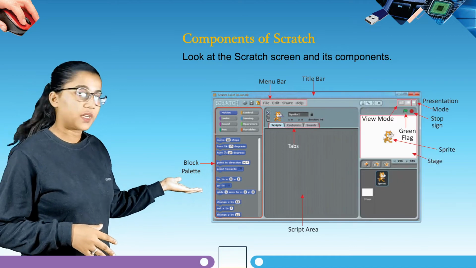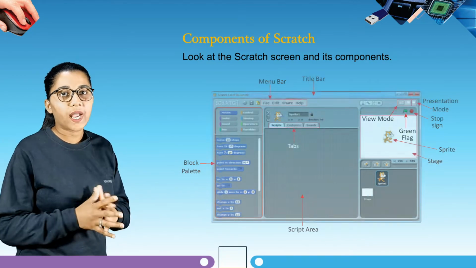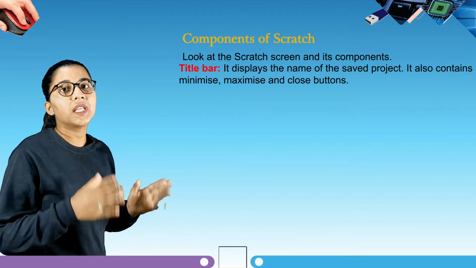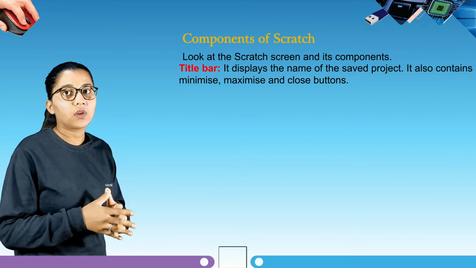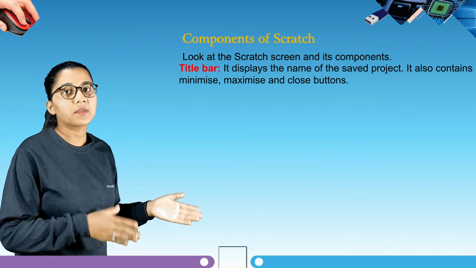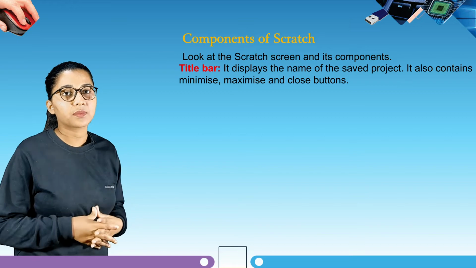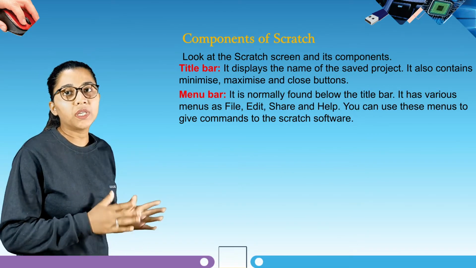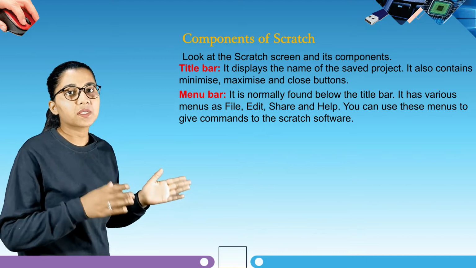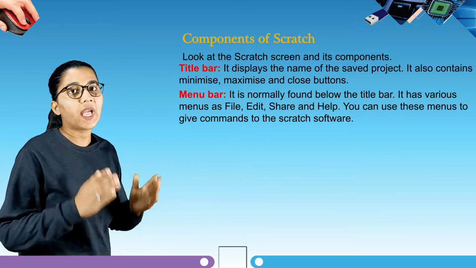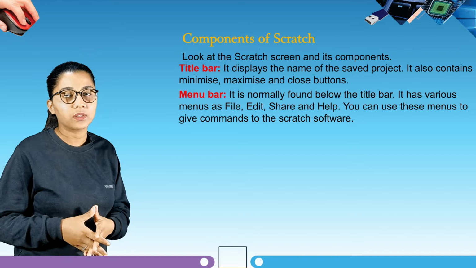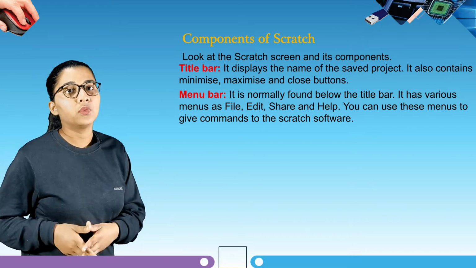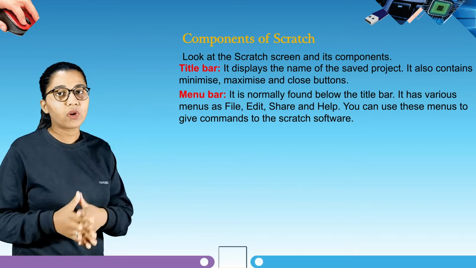Look at the Scratch screen and its components. Title bar, it displays the name of the saved project. It also contains minimize, maximize and close buttons. Now we have menu bar. It is normally found below the title bar. It has various menus as file, edit, share and help. You can use these menus to give commands to Scratch software.